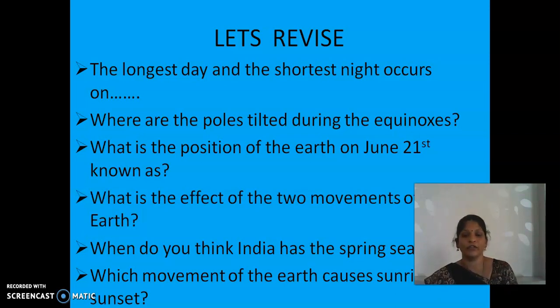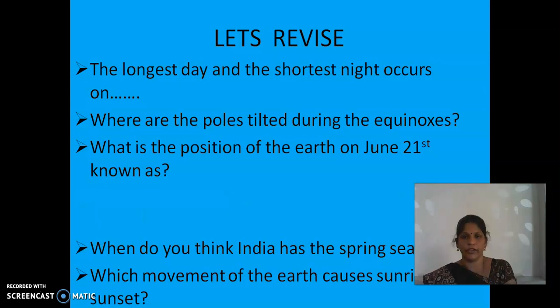What is the effect of the two movements of the earth? What are the two movements? Rotation and revolution. Okay. Causes, effects. Rotation causes day and night. Revolution causes season. Season is caused on earth not only by the revolution of the earth but also its tilting position. Okay. Yes, before it, a small recap for you.